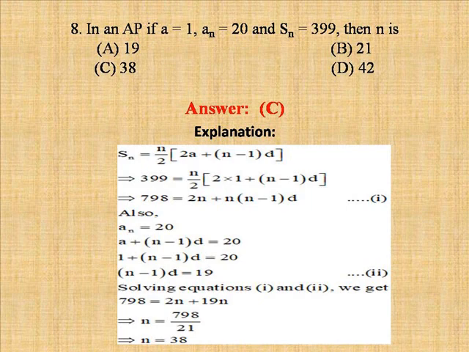You know the formula of Sn, n by 2 into (2a plus (n minus 1) into d). Now you just put the values of Sn and a, and there you will get the form of n into (n minus 1) into d. Now you have a equals 1, an equals 20. So from there you find the value of (n minus 1) into d equals 19. Now put this value in equation 1, then you will get n equal to 38. So answer n is 38.